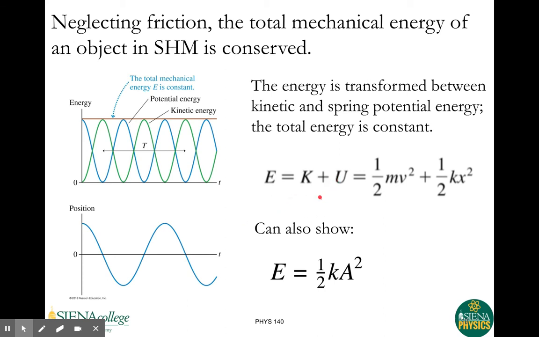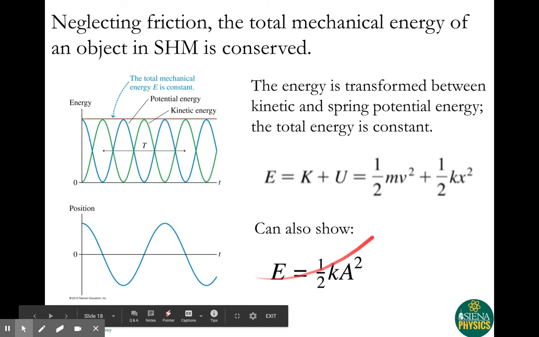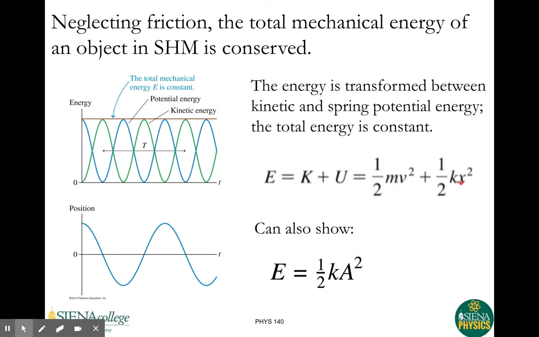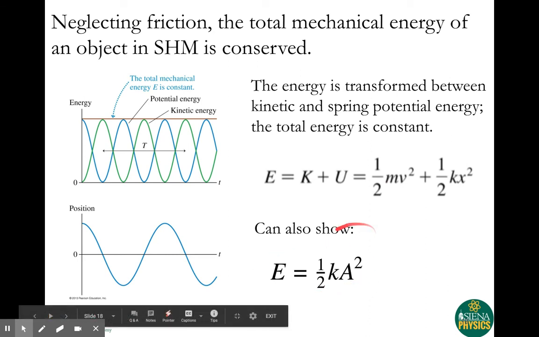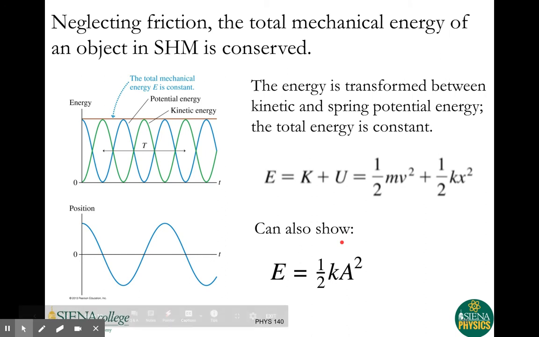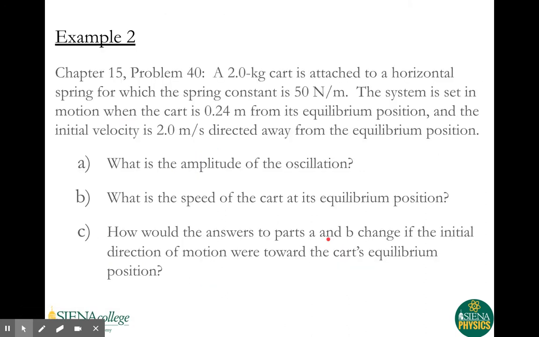So we talked about energy a little bit. The mechanical energy of any system is kinetic plus potential. When we're talking about a mass on a spring, it's 1/2 mv squared plus 1/2 kx squared. When we're at the maximum displacement, when x equals A, our kinetic energy is 0, and our total energy would be 1/2 kA squared. That's a nice relationship that is always true: the total energy of the mass on the spring is 1/2 kA squared. Okay, so we'll finish up with this example.